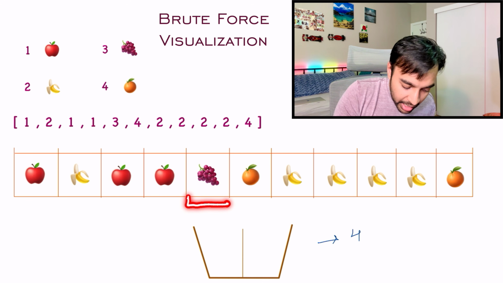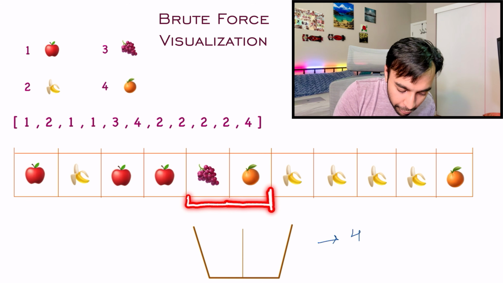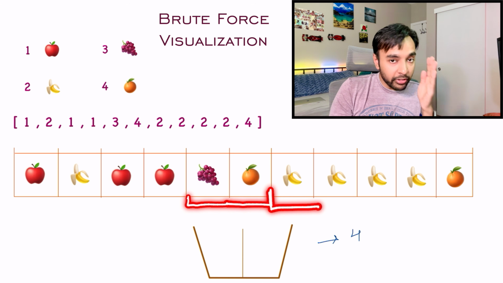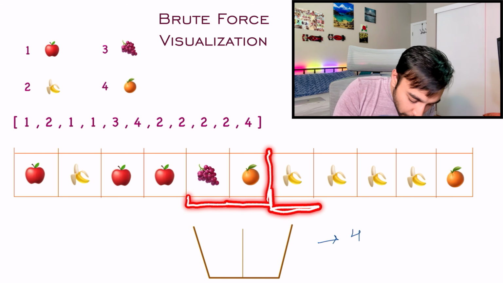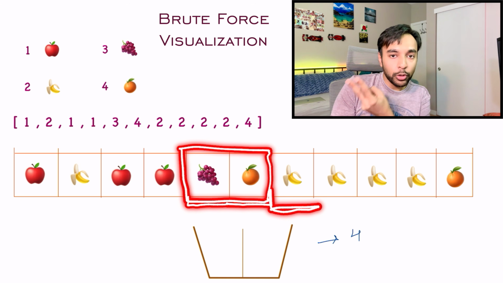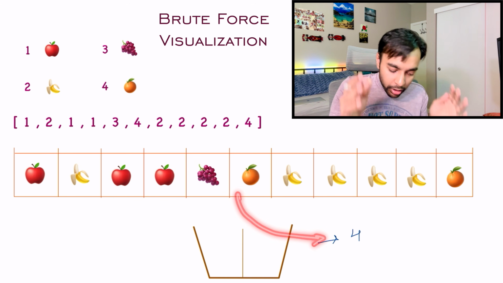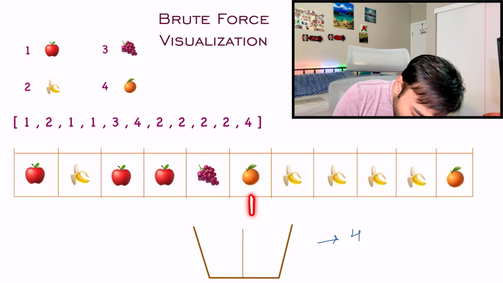You found a grape, then you found an orange, and then you found a third type, banana. Once again, you stop over here. So the maximum length you could find was 2. 2 is once again less than 4, so you need to stop. Start with the orange now.